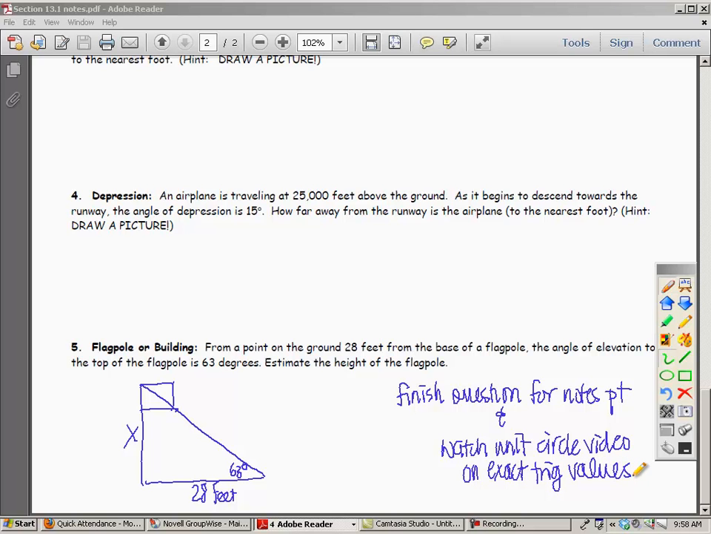Okay, again, we're going to start off tomorrow's class like we did today with the unit circle warm-up, so just be aware of that.